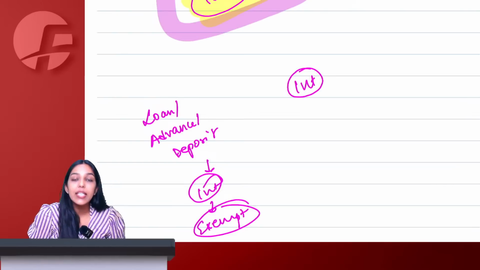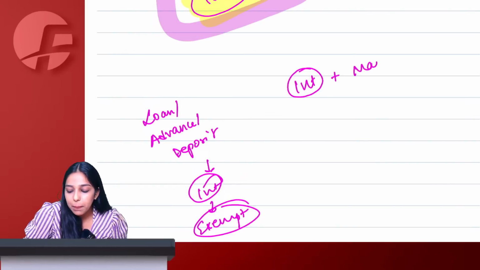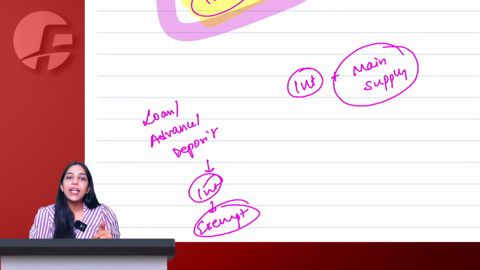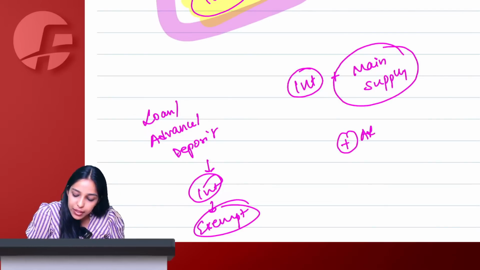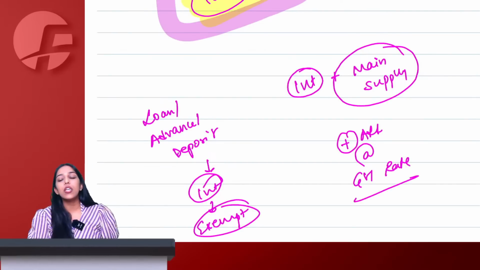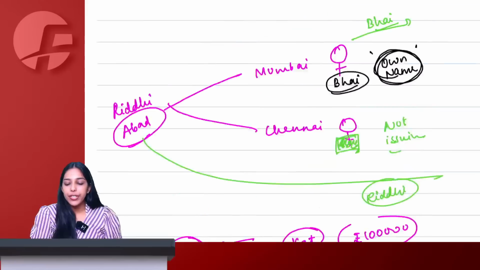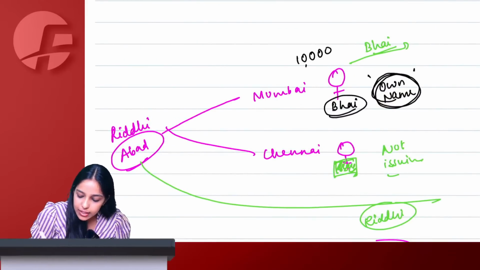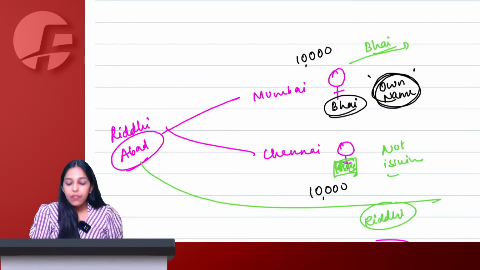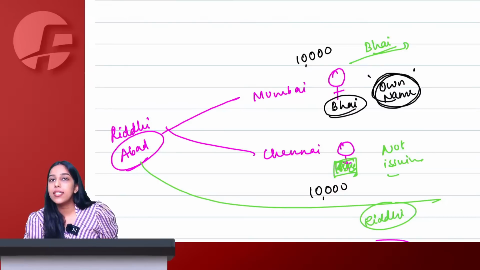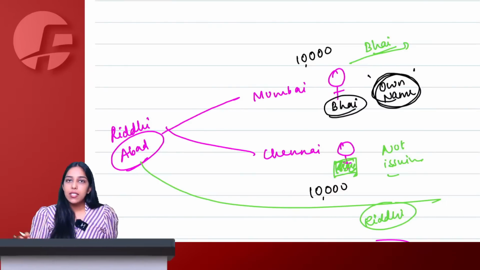But if you are earning any interest which is related to your main supply because the person is making late payment, then this interest is added with the main supply and it is taxable at the same rate applicable as on main supply. So the question here is, this 10,000 that Bhai has received and this 10,000 that Anna has received, which is going to be exempt and which is going to be added in the original supply? The question is very simple.